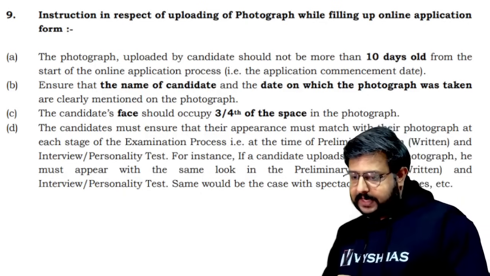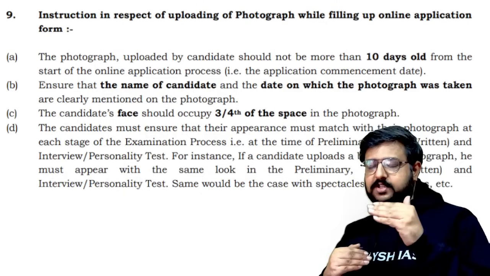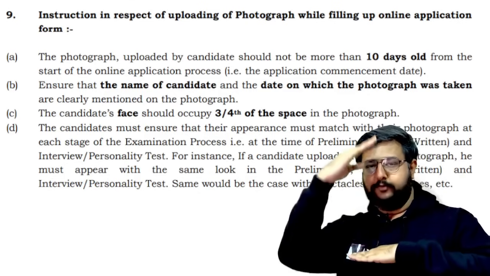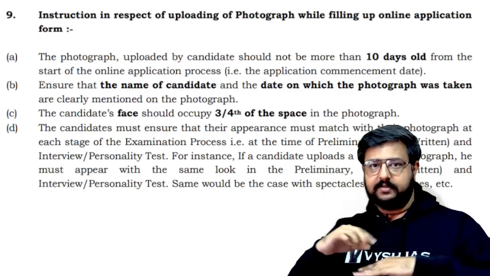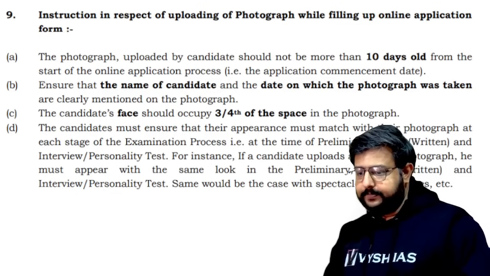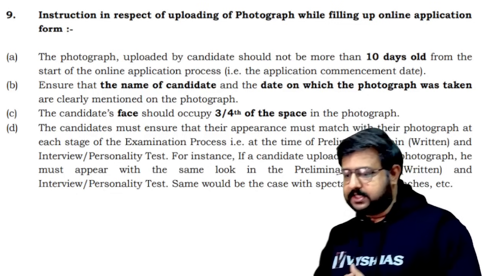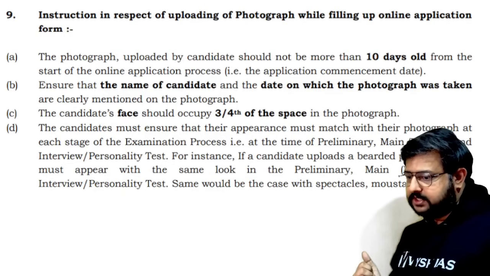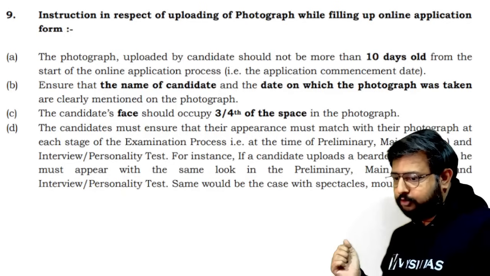And then the candidate's face should occupy 3/4 of the space. Okay, so it should be a proper passport size photo where up to here is 3/4 your face, and then a little bit, 1/4 space, is where you will have your name and the date on which the photo is clicked. And then the candidate must ensure that the appearance must match their photograph at each stage of the examination process, that is during the prelims, mains and interview or personality test.